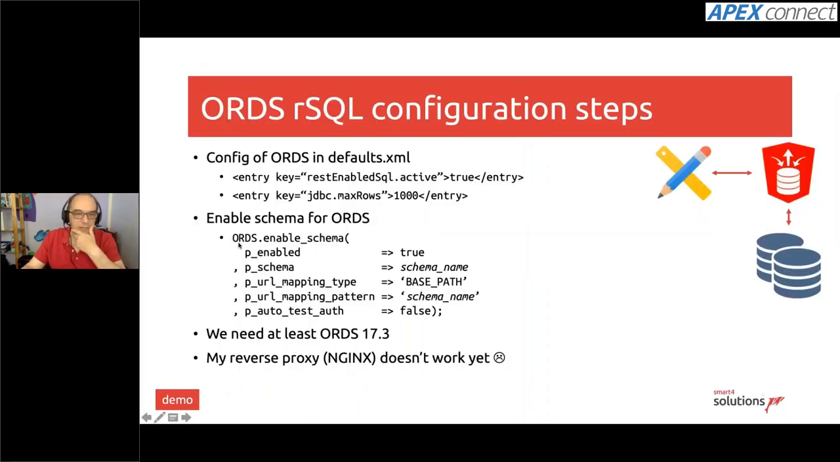And then you have to enable the schema, like we enabled the object earlier. We have to enable a schema this time. And here with the mapping pattern, you make kind of the alias. And we need at least ODS 17.3.